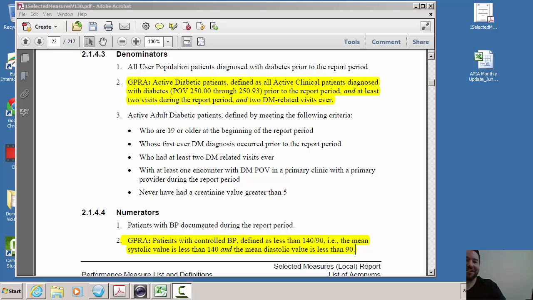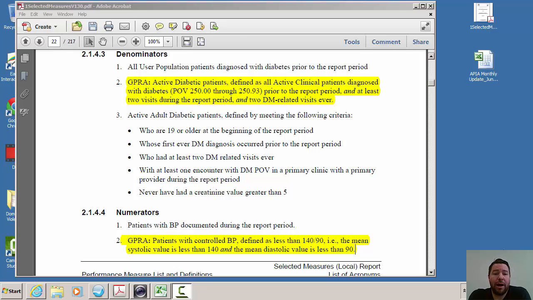We're at the Dena'ina Wellness Center in Kenai, and we've been doing GPRA measures and doing little videos on here. One of the things we're going to take a look at now is we're going to start delving into the diabetes measures. And the first one we're going to look at is diabetes blood pressure control.